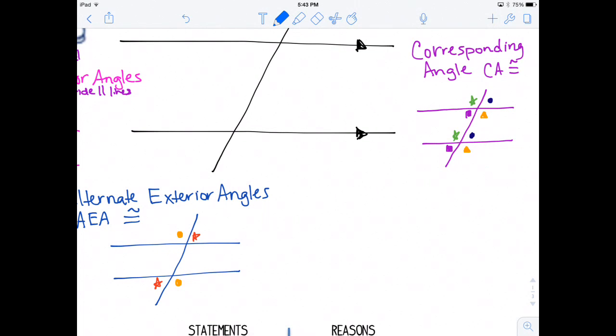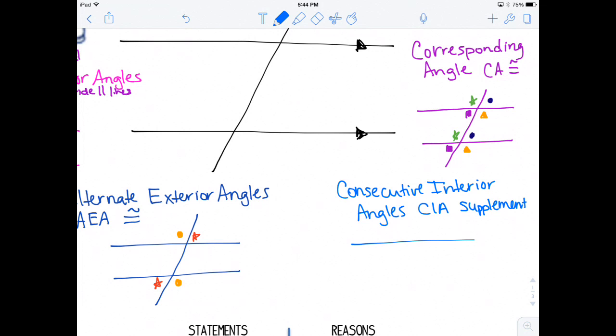The last one that we're going to talk about is consecutive interior angles. We abbreviate that CIA. They are supplementary. I'll just put supplement because I'm running out of room. They're supplementary. So two parallel lines cut by a transversal. We are talking here and here, and together they equal 180 degrees.